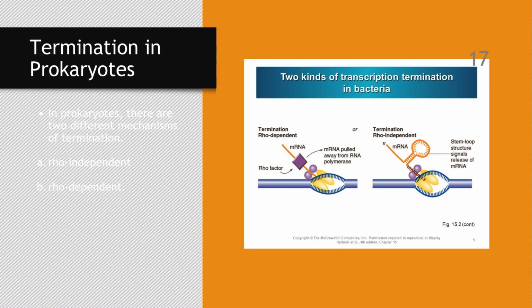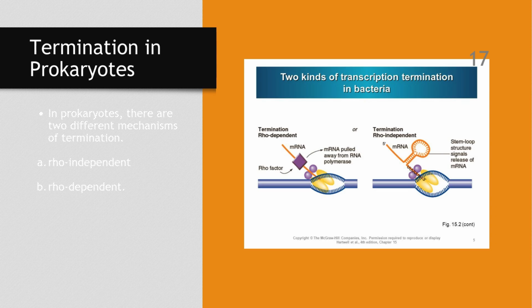In bacteria, or prokaryotes, there are two well-known mechanisms for termination. The first is Rho-independent termination, which relies on a specific sequence in the RNA that forms a stable hairpin loop, followed by a run of uracils, causing the polymerase to stall and release the RNA.